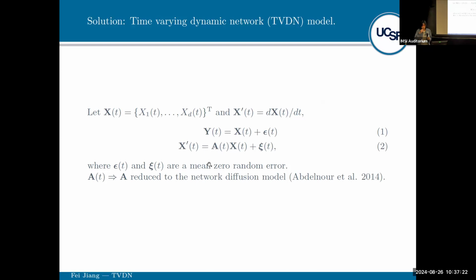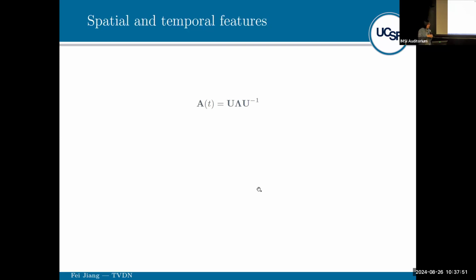This can come from the probe error or some kind of observation error. The second step is that we assume the change of x at time t, or the derivative, can be represented by A times x. The A here depends on time, meaning that A can change over time. The relationship between the regions can change over time. If you specify this A to be static over time, it reduces to the so-called network diffusion model that was proposed in 2014. Now take a close look: A(t) is a square matrix.